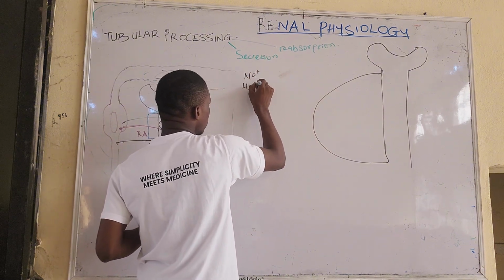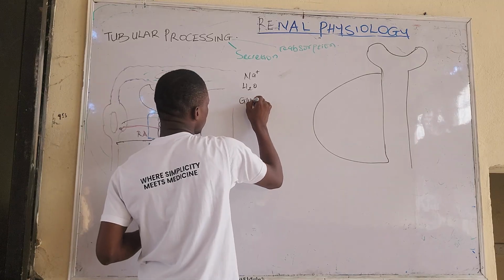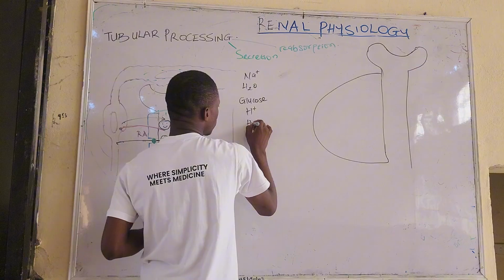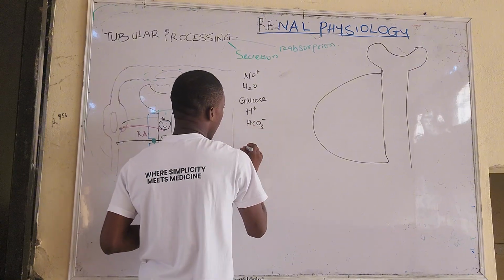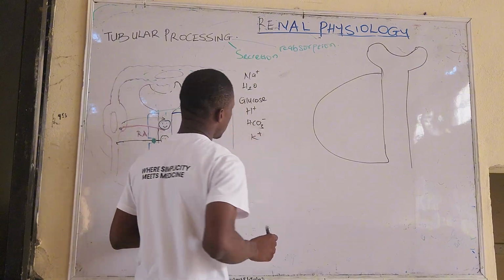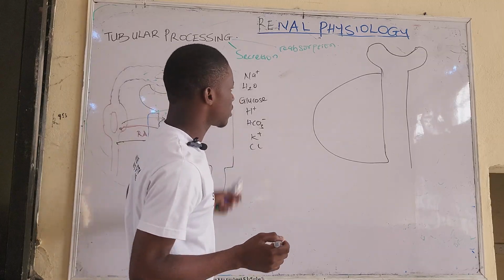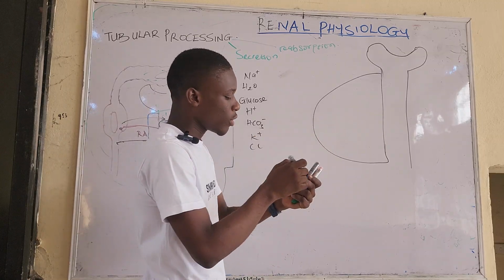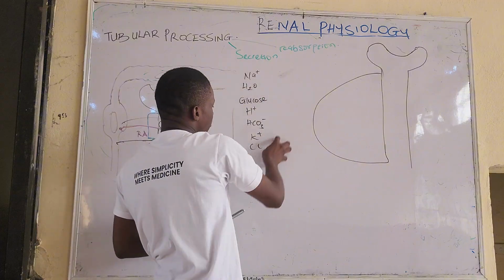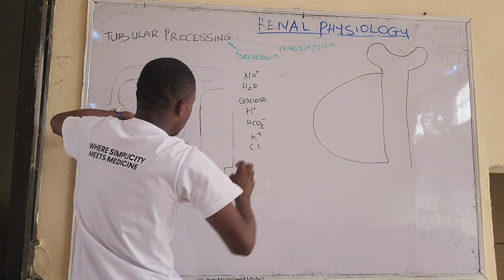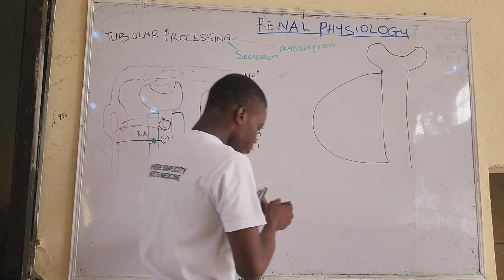water, glucose, hydrogen ions, HCO3, and I'll explain for potassium. Maybe chloride. Let's just say chloride. I'll explain how all of these things are processed in the PCT. Let's imagine all of them like this. They are inside this tubule, they have entered this tubule. They are in the initial part of this PCT.